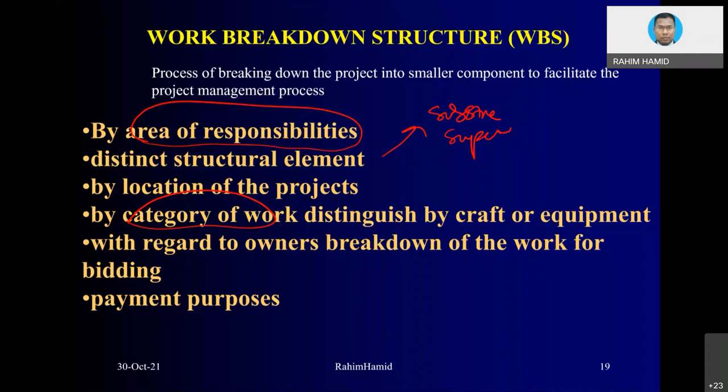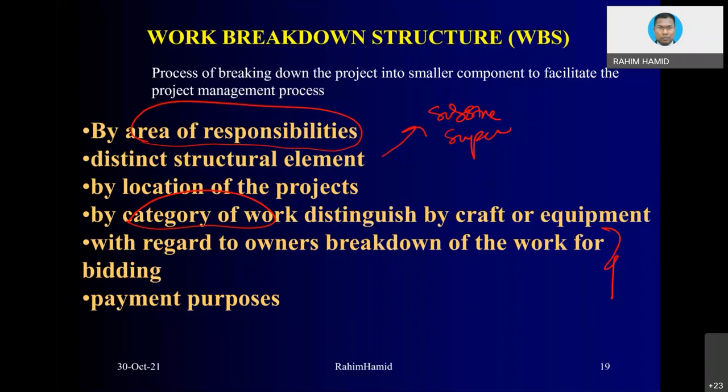And then with regard to owner breakdown and the work for bidding, this is another thing. Nowadays in JKR projects, you notice that the BQ, or the contract document, already has work items put together, normally according to sections, in a very standardized civil engineering standard method of measurement, etc. That is how a quantity surveyor normally comes out with this BQ, because it is based on the civil engineering standard method of measurement.